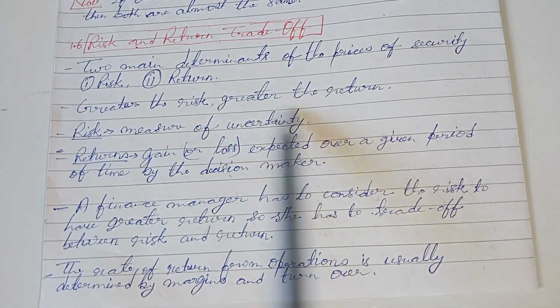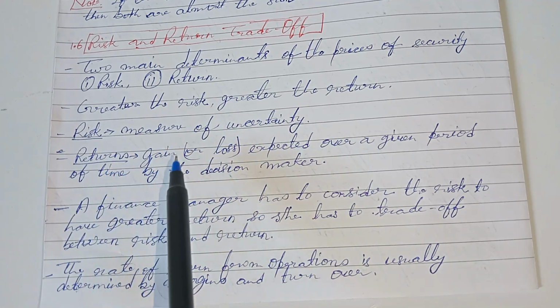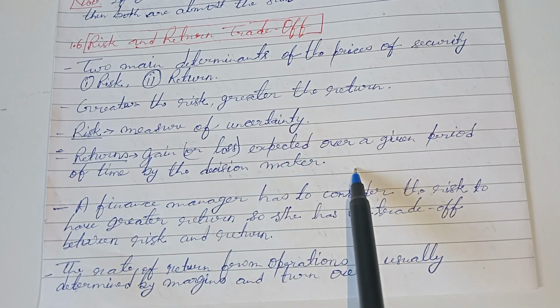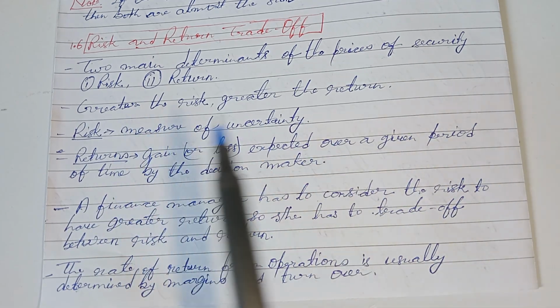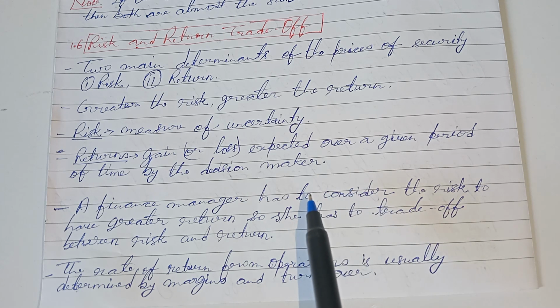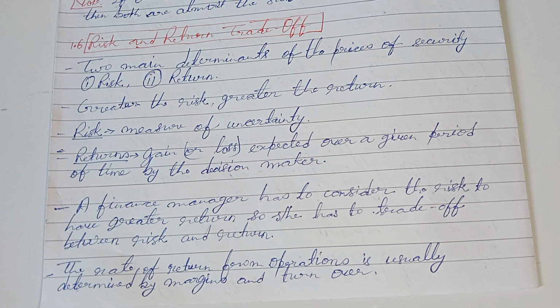A measure of uncertainty is known as risk, and returns means the gain or loss expected over a given period of time by the decision maker. So whatever it is, the gain or loss expected over a given period of time by the decision maker, that is what is called returns.